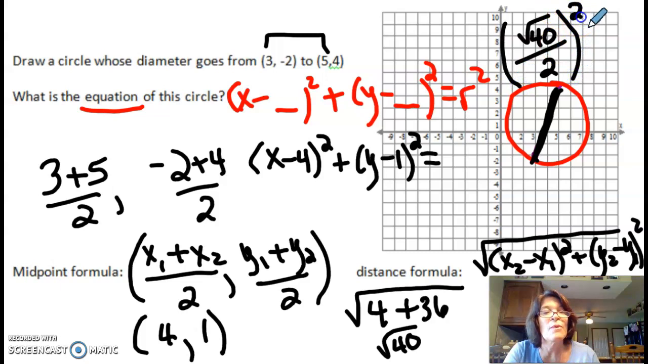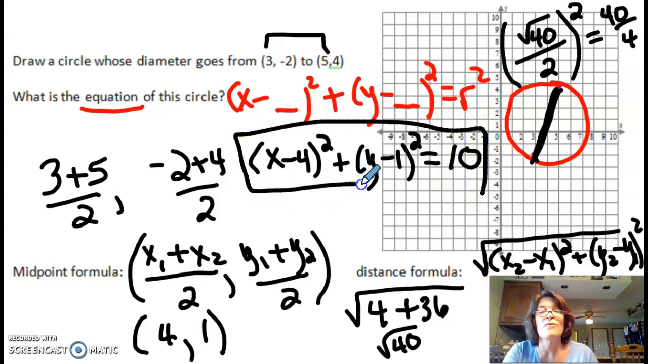Since I know I'm going to square that, I'm not going to waste my time simplifying the square root that I'm going to square. So I get what? 40 over, okay, square root of 40 squared is 40. 2 squared is 4. 40 over 4, looks like this answer is x minus 4 squared plus y minus 1 squared equals 10. You good with that? All right.